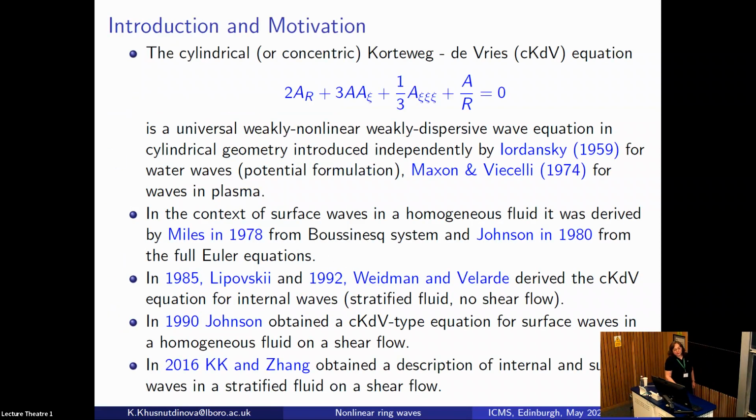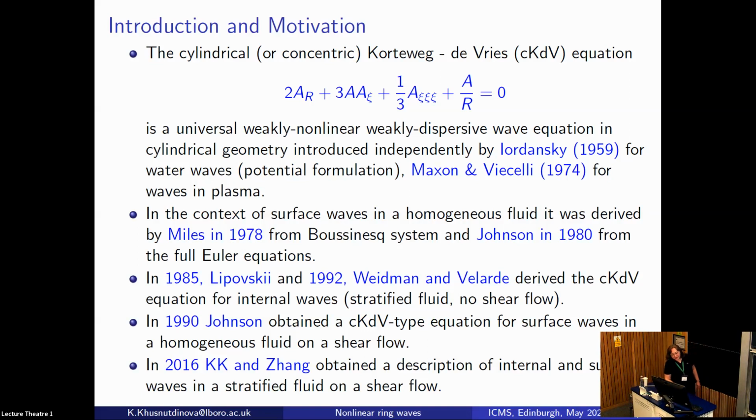So the cylindrical or concentric Korteweg-de Vries equation, the cKdV equation, looks like that. Okay, so the first three terms are KdV, but there is this cylindrical divergence term, the last term, which obviously changes the dynamics. And similarly to the KdV, it's a universal weakly nonlinear weakly dispersive wave equation in cylindrical geometry.